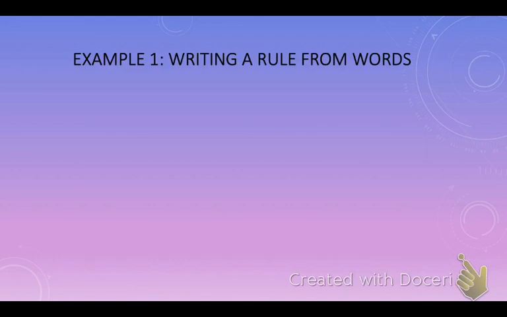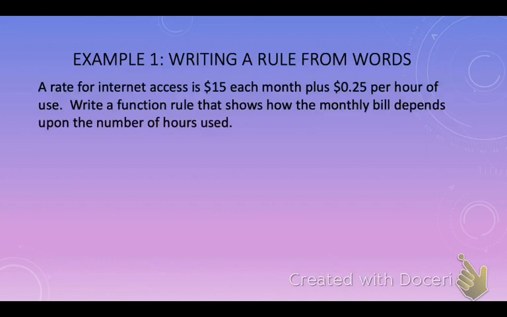Example 1, writing a rule from words. So we're going to take a word problem and write it in the form of y equals mx plus b. So copy this down, or you can abbreviate it, right? We have a rate for internet access: $15 each month, plus 25 cents per hour of use. So I'm going to write a function rule that shows how the monthly bill depends upon the number of hours used. So I'm going to pay based on how many hours I used, in addition to the $15 I have to pay each month. So we're going to write this in function form.